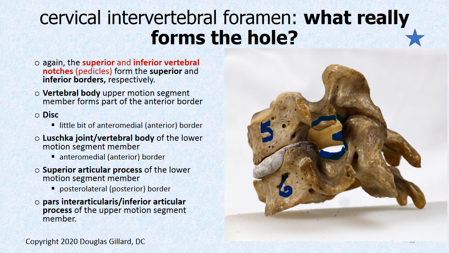Now the anterior part is a little more difficult. Mostly it's this Batman's ear right here. This is called the uncinate process. So that's what makes up the border. A little bit of the vertebral body does as well. The superior vertebral body makes up this part right here, so that's a member of the anterior part of the foramen as well.